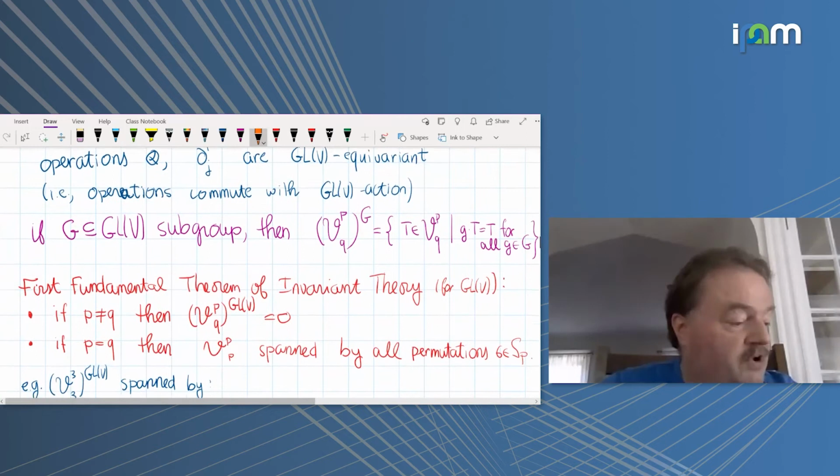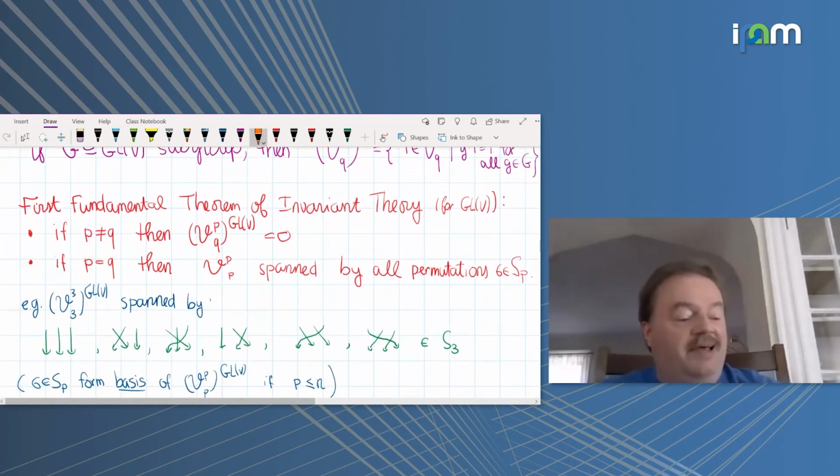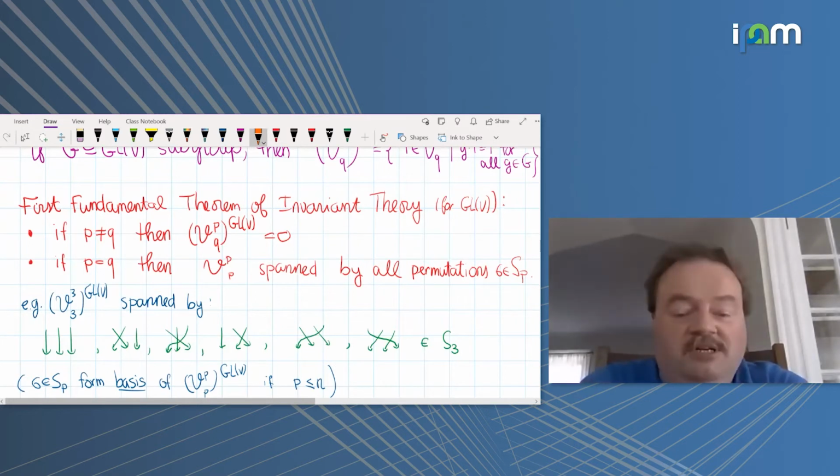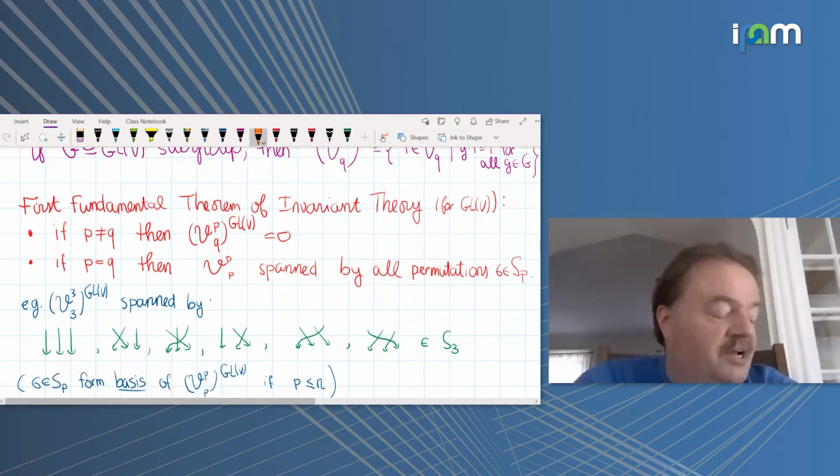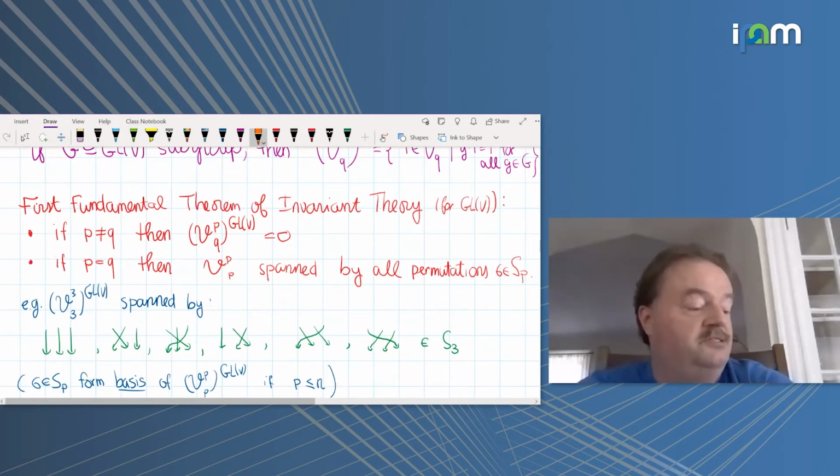So the following theorem is very classical, although I translated it now to this particular language. This is the first fundamental theorem of invariant theory, which basically says what the invariant tensors for GL(V) are. It turns out that if p is not equal to q, then there are no invariant tensors. That's already clear if you just look at the action of, say, lambda times the identity. Now, if p is equal to q, then there are actually a lot of invariant tensors.